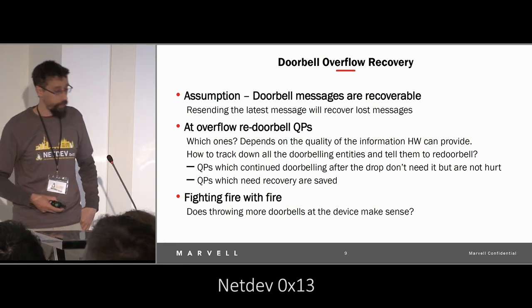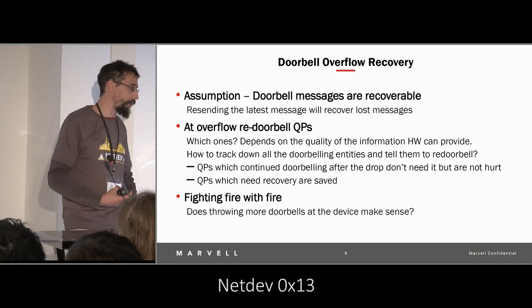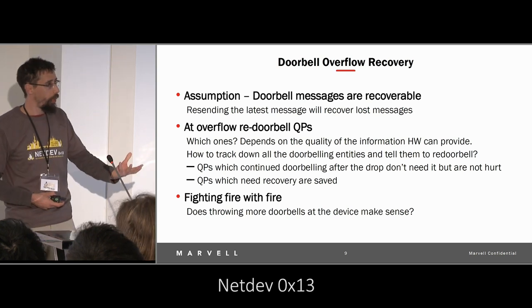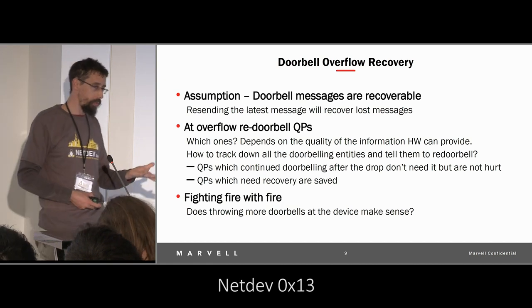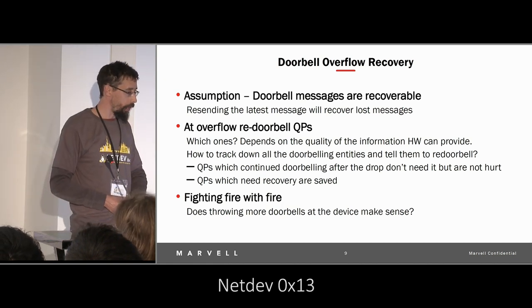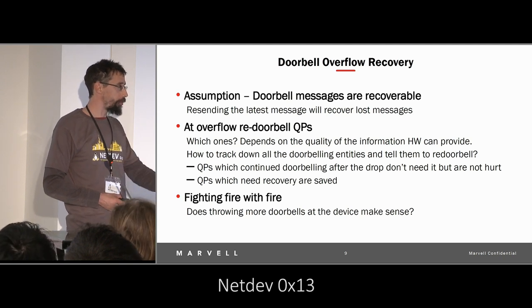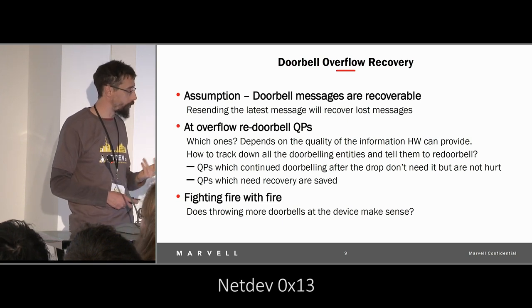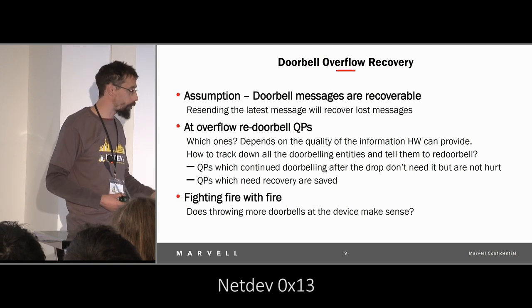Assuming that is the case, and you have a device that can get doorbells in this aggregative fashion, then comes the question: when we discover that an overflow happens, which ones do we want to recover? This really depends on the quality of the information that your device can deliver. If it tells you exactly which queues were overflowed, fine. If it tells you just that an overflow occurred, then you basically need to recover everyone because you don't know where the drop occurred.